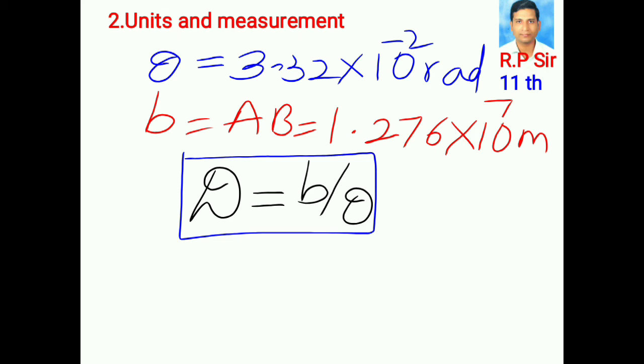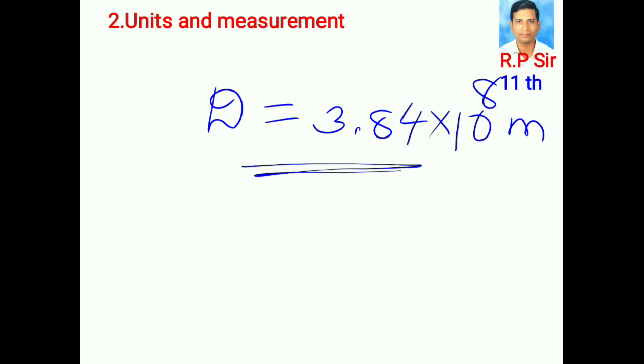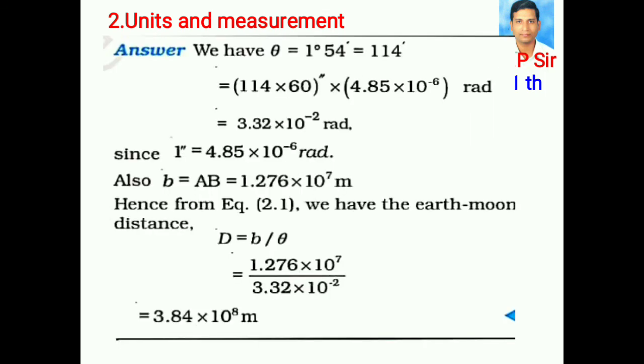Here capital D is nothing but the distance of the moon from the earth. Substitute the above values in this equation, that is capital D equals 1.276 into 10 power 7 by 3.32 into 10 power minus 2. Therefore, capital D equals 3.84 into 10 power 8 meters. So this is the solution of the problem.